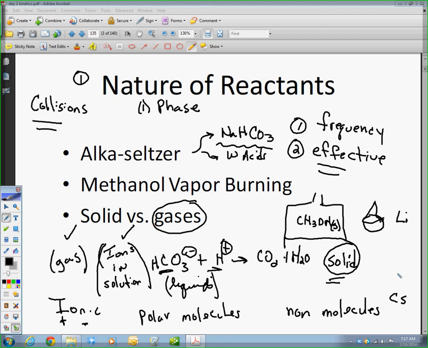So cesium will generate the reaction a lot faster than, let's say, a lithium ion. But it won't generate as much energy overall, but it will generate the energy a lot faster. So the nature of the reactant plays a major role in kinetics.